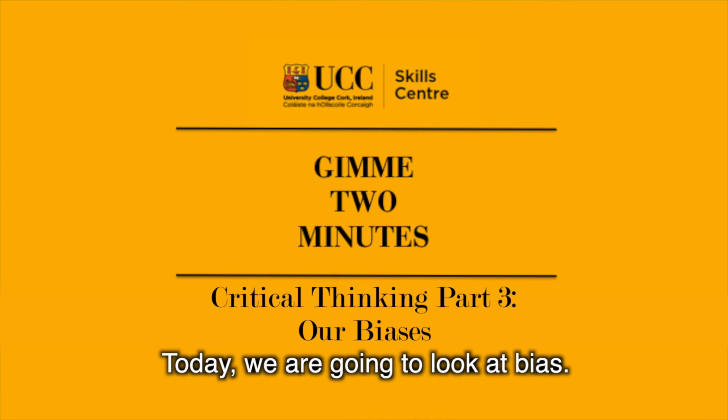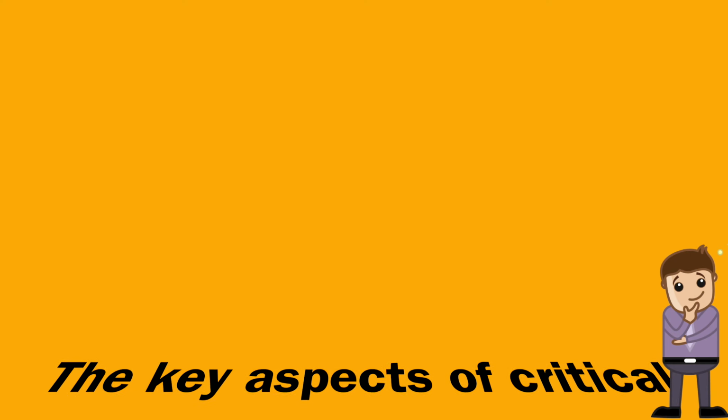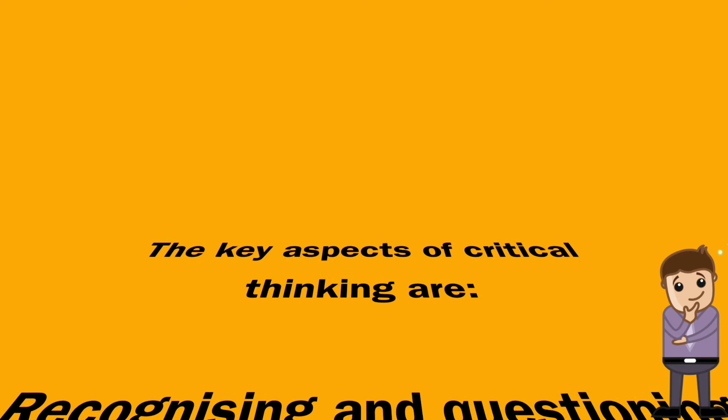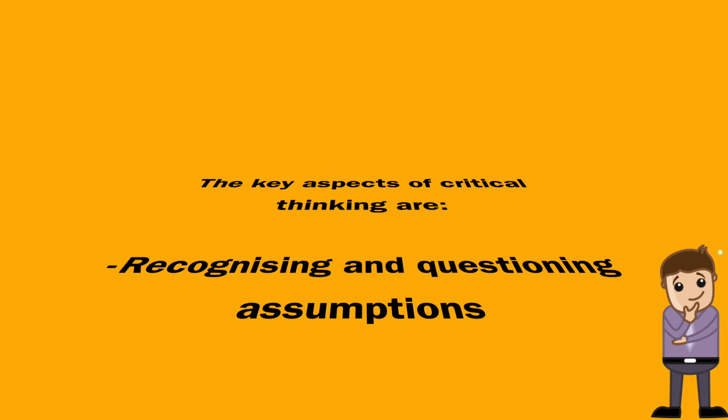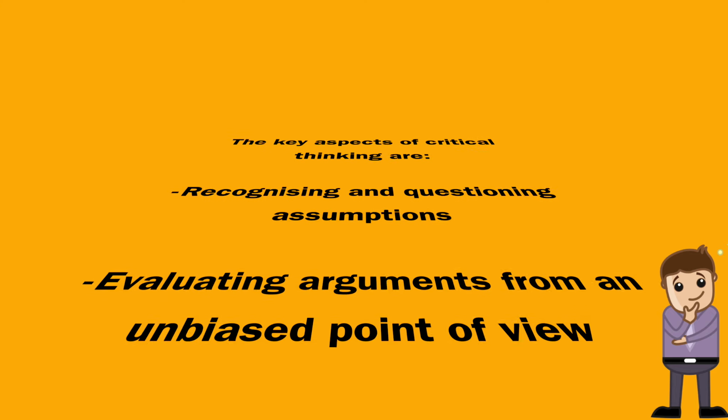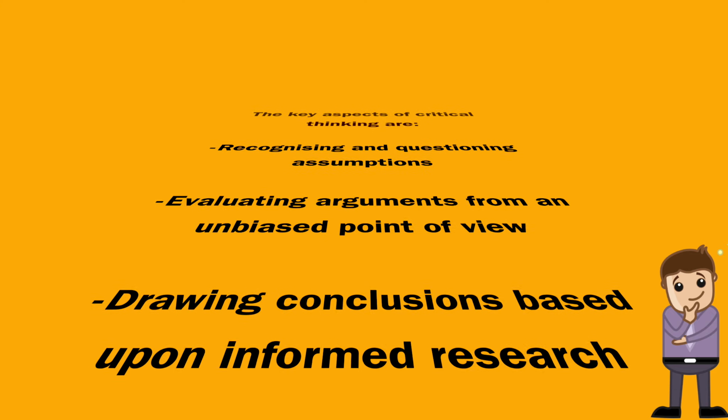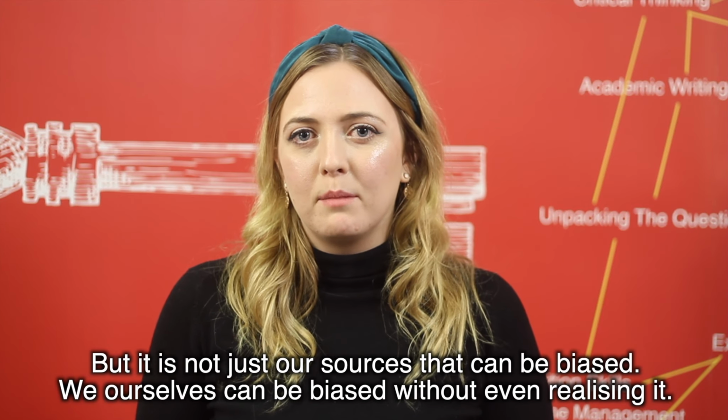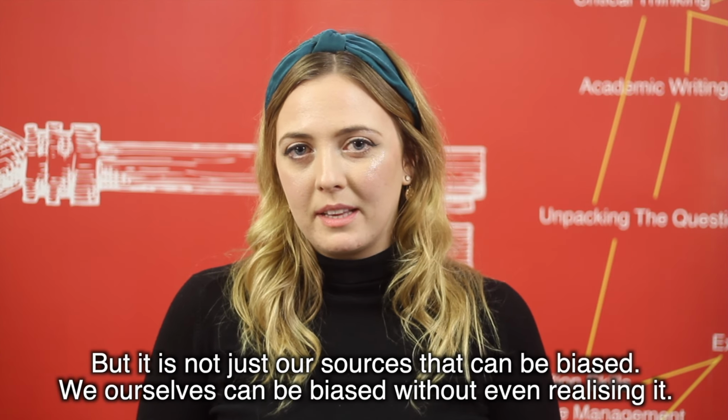Today we are going to look at bias. The key aspects of critical thinking are recognising and questioning assumptions, evaluating arguments from an unbiased point of view, drawing conclusions based upon informed research. But it's not just our sources that can be biased, we ourselves can be biased without even realising it.